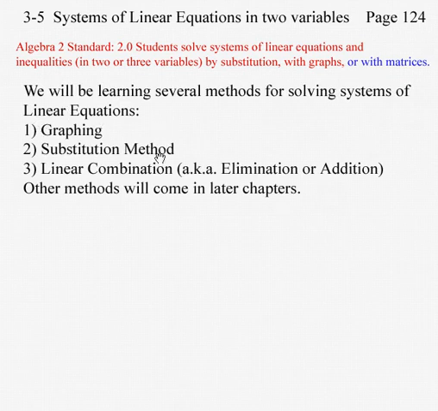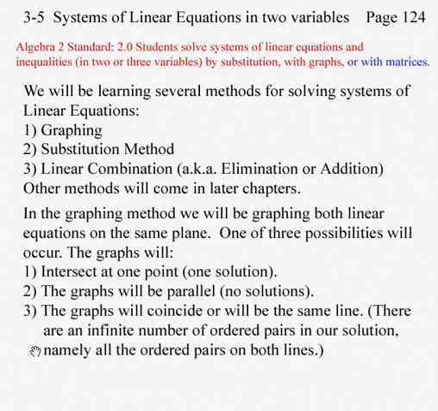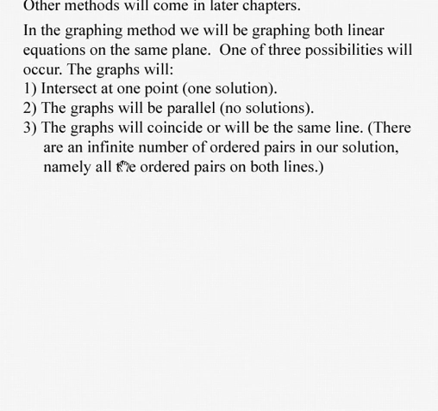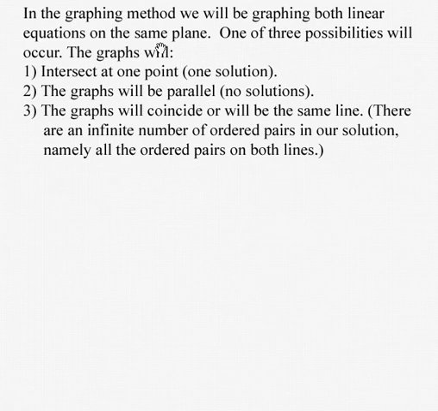For now, we're going to look at graphing so we get a visual idea. We're going to do the substitution method, and then we're also going to do something which could be called linear combination, or it's also known as elimination or addition. And then we'll get back to matrices in a later chapter. In the graphing process, when you're graphing two straight lines on the Cartesian plane, one of three things will happen. The two lines will intersect at one point, and that one point is your one solution.